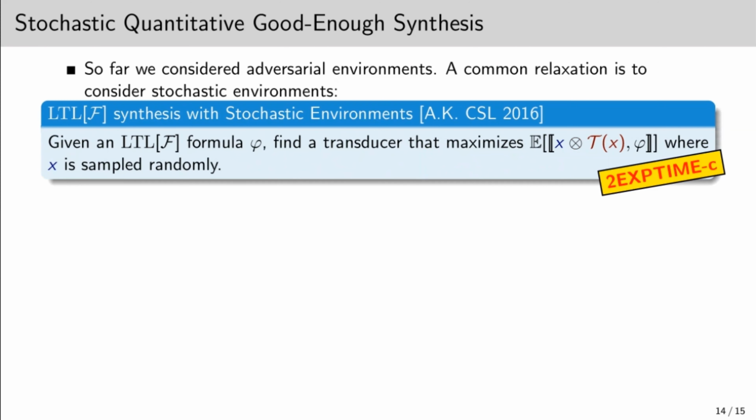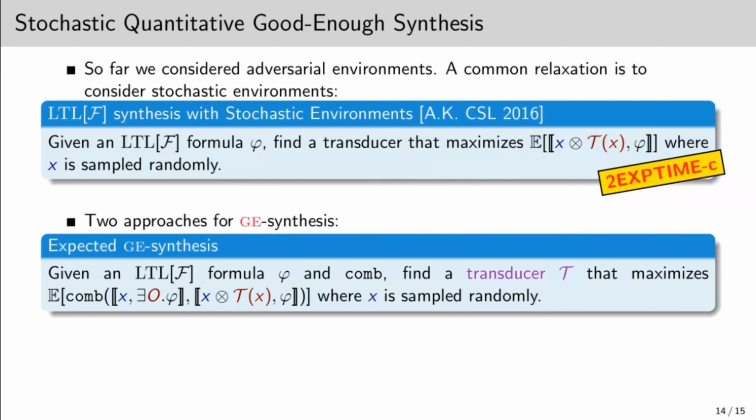2EXPTIME. Extending the stochastic setting to the good enough setting is again not clear-cut, and we propose two approaches. In the first approach, we again use the combination function, and we measure the expected value of the combination. Then we try to find a transducer that maximizes this expected value.